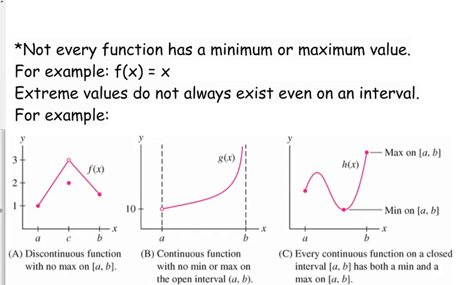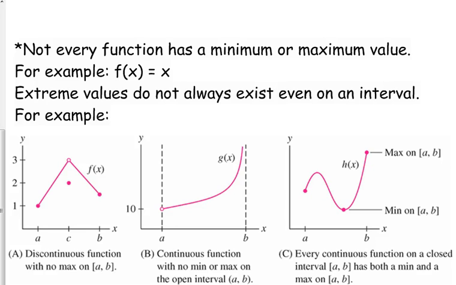So let's look at that first picture right there. Okay, this is called a piecewise function. It kind of looks like an absolute value, but if you can tell, the slopes of the two sides are not the same. And you'd be tempted to say that this point here at c, 3, would be the maximum, but notice that's a hole. And there is no point right there. So this function has no maximum value on this interval.